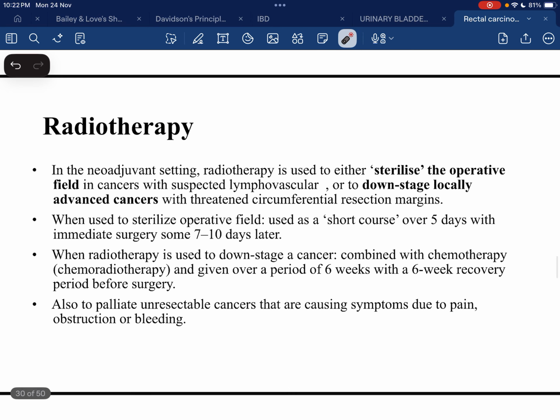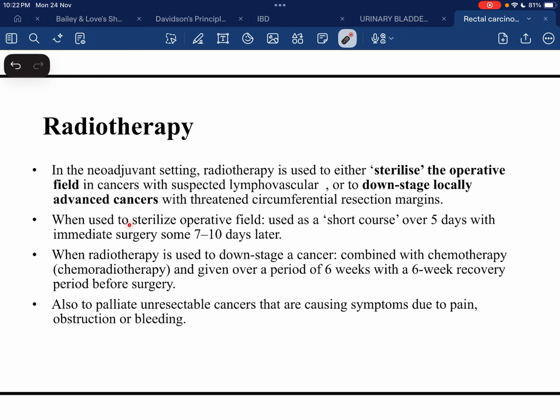metastasis. In radiotherapy, in the neoadjuvant setting, radiotherapy is used either to sterilize the operative field in cancer with suspected lymphovascular spread, or to downstage locally advanced cancer with a threatened circumferential resection margin.